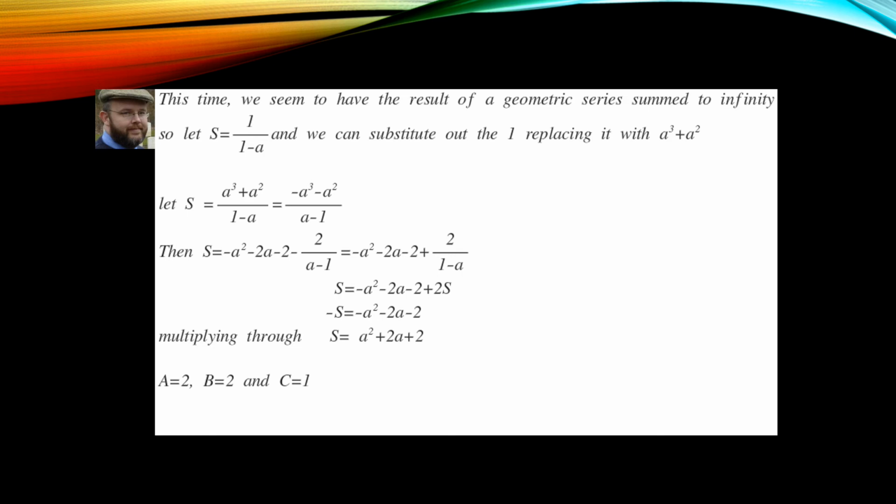Now if I fiddle around with that denominator, making it 1 minus alpha, the sign changes from a minus to a plus, doesn't it? Now you'll notice that at the end of that line I've got s is equal to minus alpha squared minus 2 alpha minus 2 plus 2 lots of s. If I take the s's onto one side, I get minus s is equal to minus alpha squared minus 2 alpha minus 2, and that ties up to alpha squared plus 2 alpha plus 2, which means that a is equal to 2, b is equal to 2, and c is equal to 1.